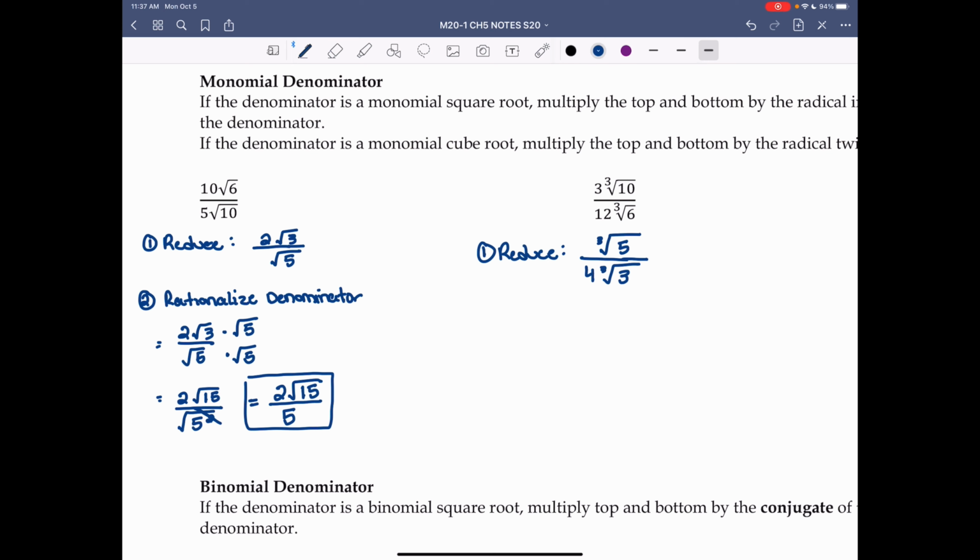Step number 2 is to rationalize the denominator. This is a cube root, so we have to multiply the top and bottom by the cube root that's on the bottom 2 times. We have cube root of 5 over 4 times the cube root of 3. We want to multiply top and bottom times the cube root of 3 times the cube root of 3. And on the top as well, times the cube root of 3 times the cube root of 3.